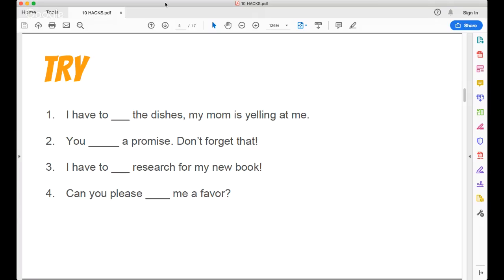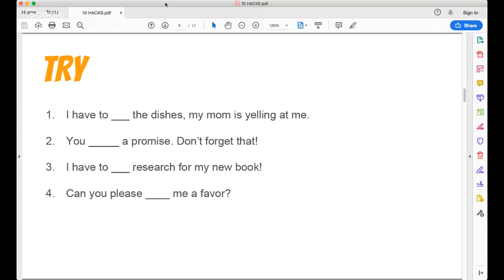I have to blah blah blah research for my new book. All right. Some people are getting confused here. That's cool though. But here's what's up. It's "do research." I really have to do research for my new book. Some people say "make," and let me just assume because I think I was in a similar situation before.